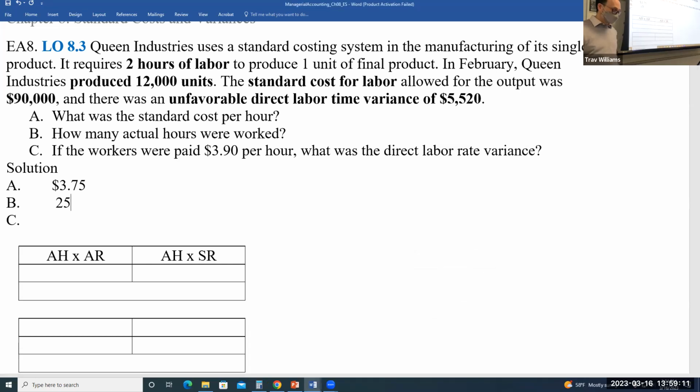Why people are working for $3.75 an hour, I don't understand. I think that's illegal in most cases.